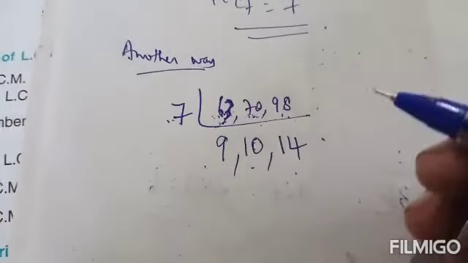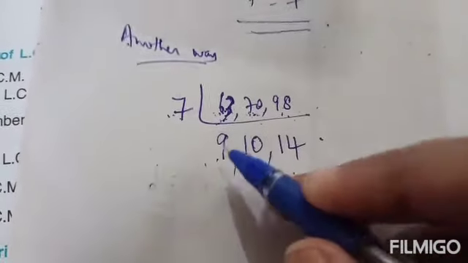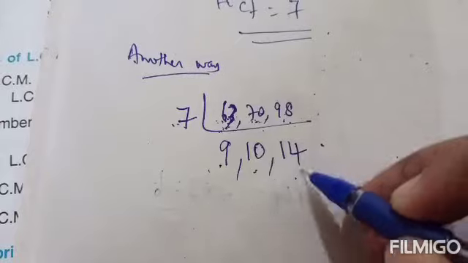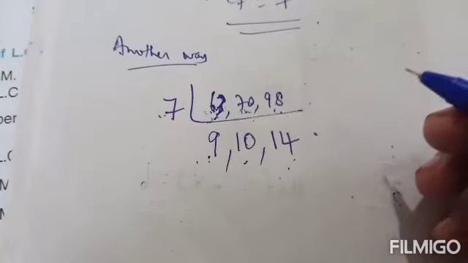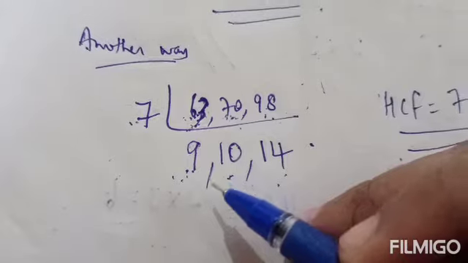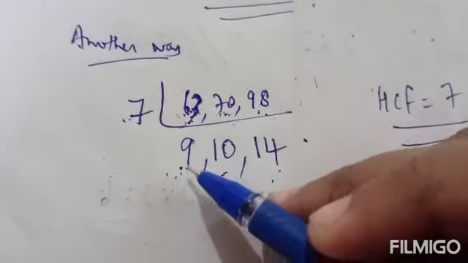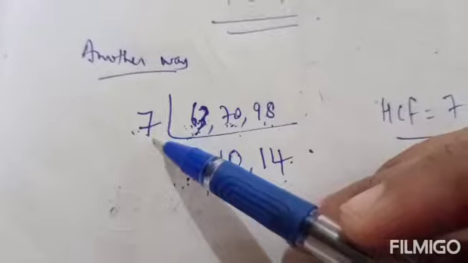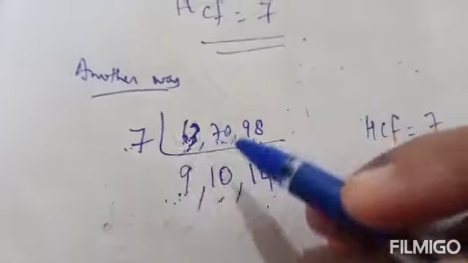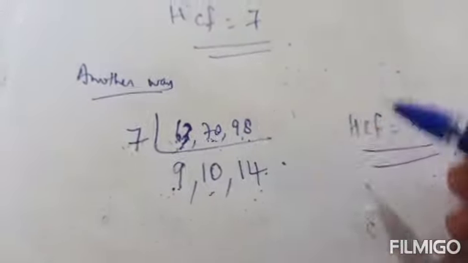Okay. Now 9, 10 and 14. You need to find a prime number with which you can divide these three. But there is no such prime number. So there is no prime number which divides these three numbers, that is 9, 10 and 14. So you can stop doing here. Okay. So from this you can find the HCF, it is 7.